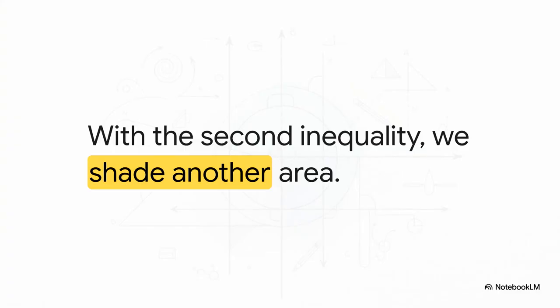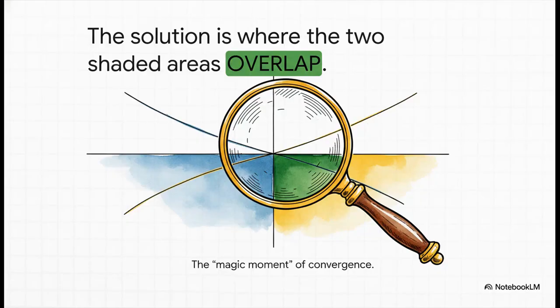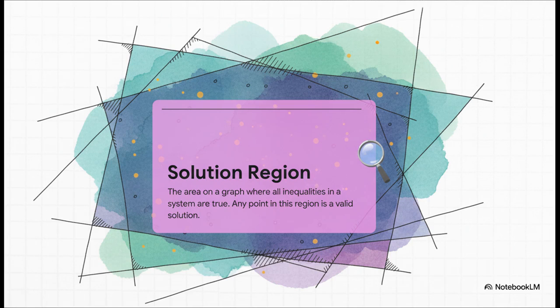Then, we just do the exact same thing for the second inequality. We graph its line, and we shade in all of its solutions. So now our graph has two different shaded spots. And here it is. This is where the magic happens. The actual solution to the whole system isn't just in the first shaded area, or the second one. It's only in the place where they overlap, the one spot on the graph where both rules are true at the same time. Now, of course, there's a formal math term for this overlap zone. We call it the solution region.